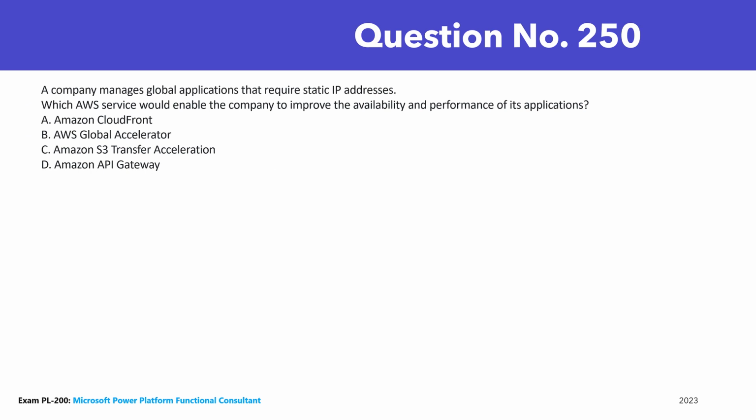A company manages global applications that require static IP addresses. Which AWS service would enable the company to improve the availability and performance of its applications? A. Amazon CloudFront. B. AWS Global Accelerator. C. Amazon S3 Transfer Acceleration. D. Amazon API Gateway. Correct answer, B.